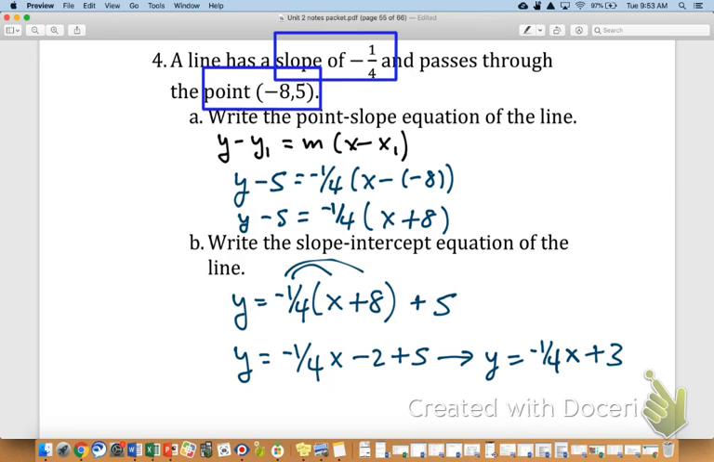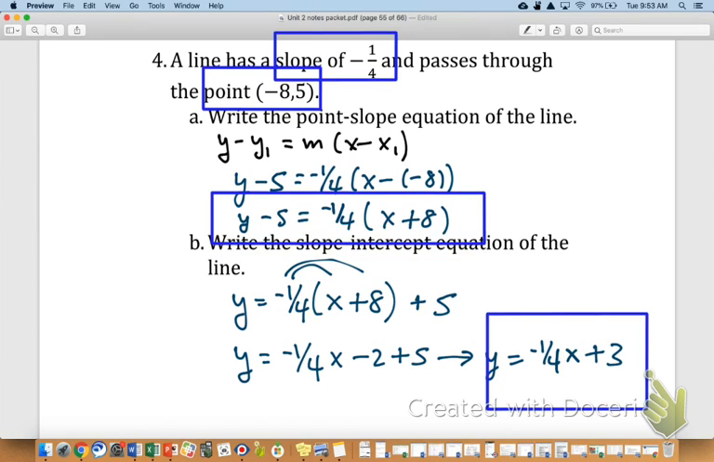Believe it or not, if you graphed this and you graph this, you get the exact same line. The exact same thing. Okay, we'll keep practicing with this next time.